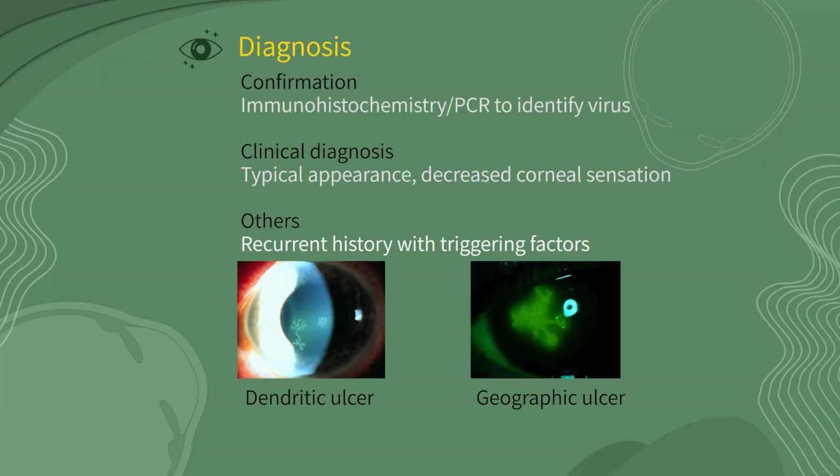The definitive diagnosis depends on immunohistochemistry or PCR to identify the herpes virus. A typical dendritic or geographic ulcer with decreased corneal sensation is a valuable clinical clue. Other information, including a recurrent history and the presence of triggering factors, may also be helpful in the diagnosis of HSV keratitis.